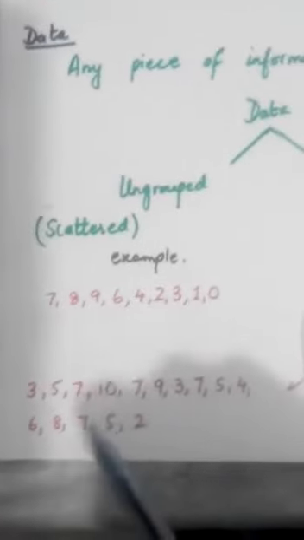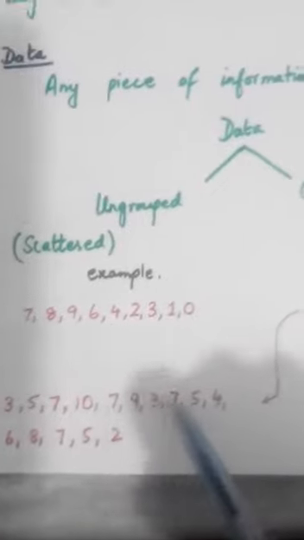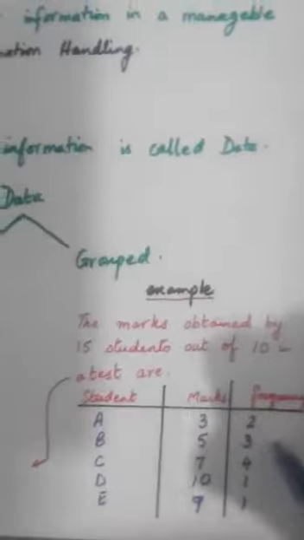On the other hand, we have grouped data. The marks obtained by 15 students out of 10 in a test are mentioned here. As you can see, firstly the marks are written here and they are in an ungrouped or scattered form. Now when they are arranged in a table form, you can see student name, marks and the frequency is shown. So this arrangement of the data is called the grouped data.